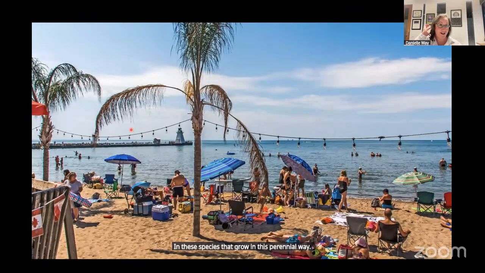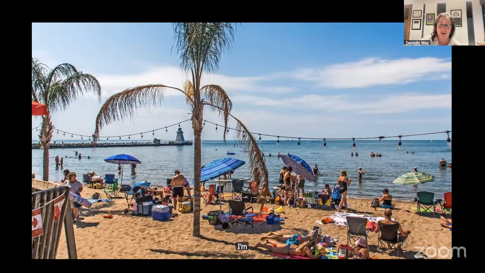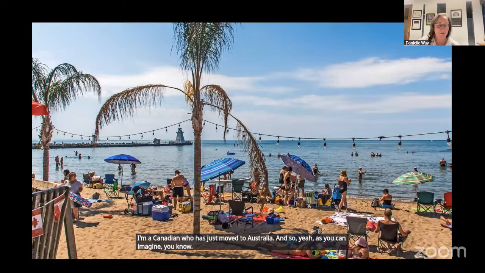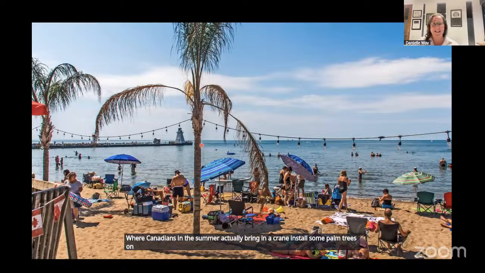Okay, so just to wrap up the first 90% of this talk, I'm a Canadian who has just moved to Australia. And so, yeah, as you can imagine, many Canadians and people who live in these cold regions would really like to escape the winter. And this is actually not a picture from Australia, it's a picture from Canada, where Canadians in the summer actually bring in a crane, install some palm trees on a beach on the Great Lakes in these northern regions to try to pretend that they're in the tropics and that it's a nice warm region.